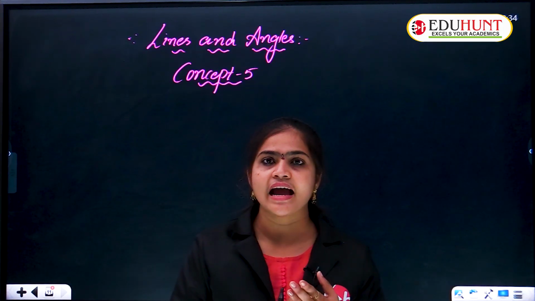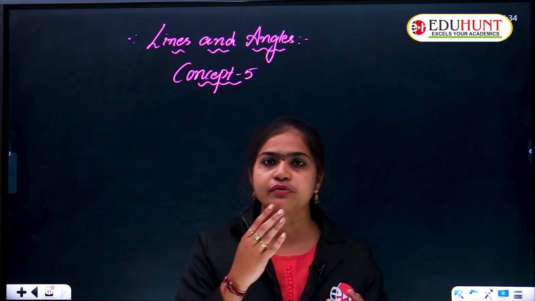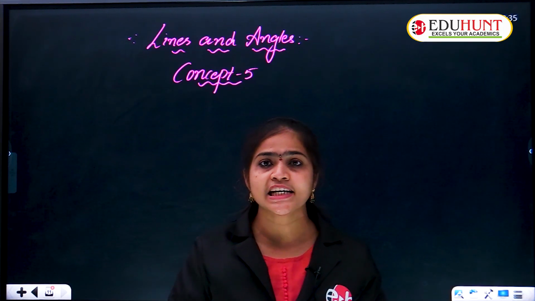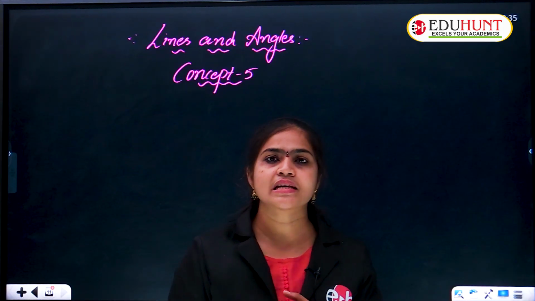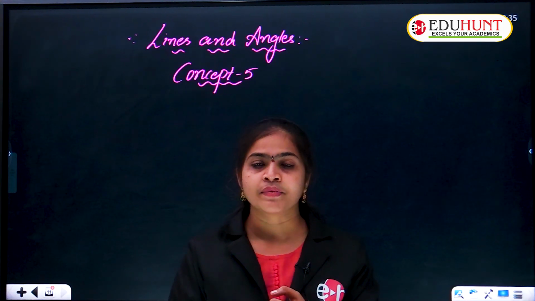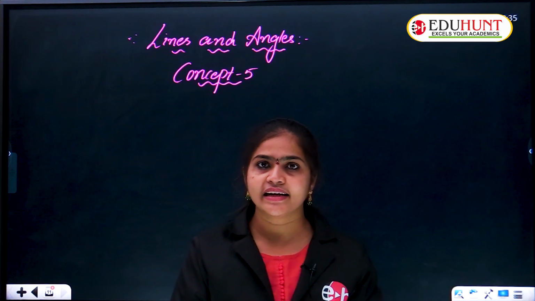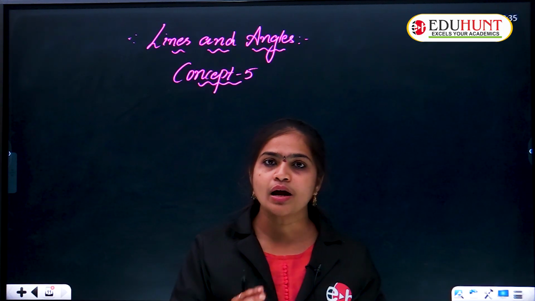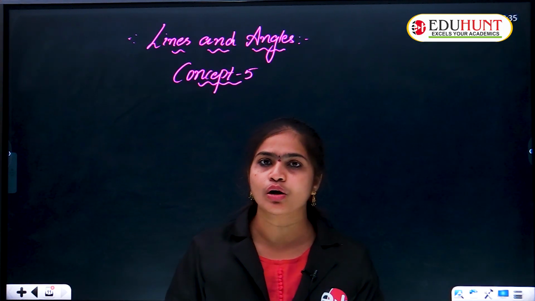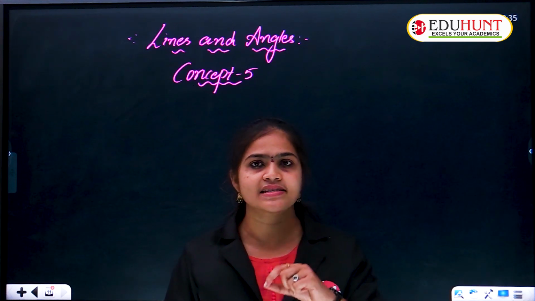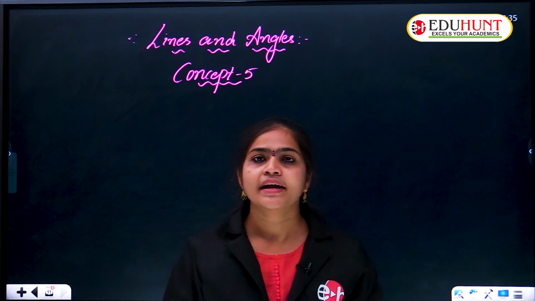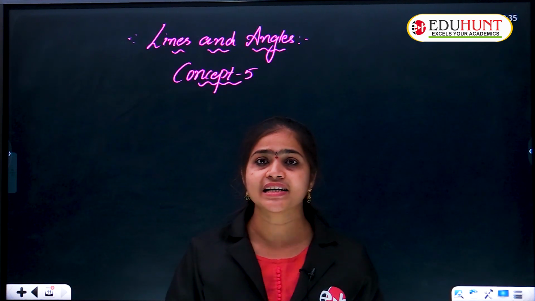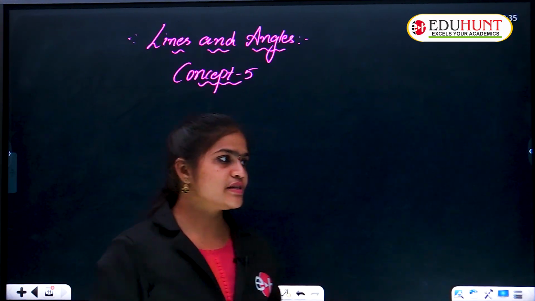Alternate angles means angles formed on both sides of the transversal at two distinct points. Okay, then those angles are alternate angles. If those two angles are interior, then we will call them alternate interior angles. If those two angles are exterior, then we will call them alternate exterior angles. Understood? Now in this video we will discuss some other types of pairs of angles.